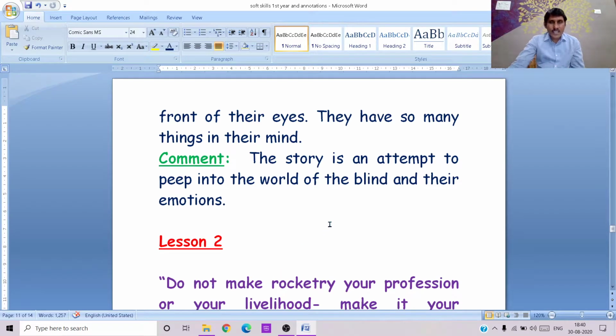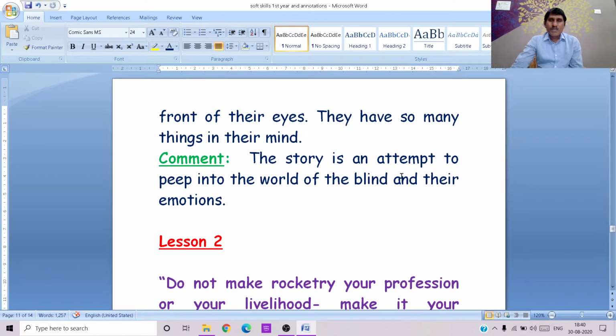Comment: the story is an attempt to peep into the world of the blind and their emotions. What is the comment that we can make as a general observer? Who is a commentator? Two teams are playing, and you sit in the commentary box and comment. You are the third person giving the commentary, just an external observer. What comment can you give? It can be personal or subjective. When you read the story, you get some ideas, some thoughts, some views. That is your comment. So a comment is general. You can change these comments, but this comment is general for this story.